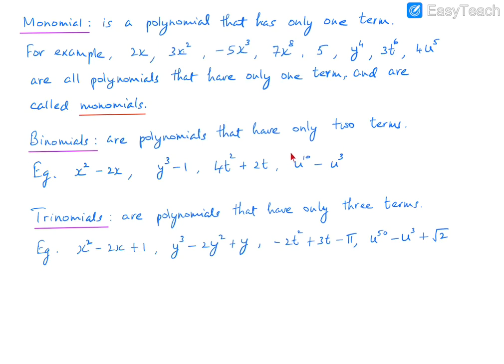Similarly here, the polynomial in the variable u has one term u power 10 and the second term is minus u power 3, so it has only two terms. Again, this is also a binomial.